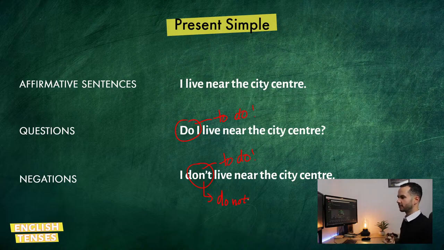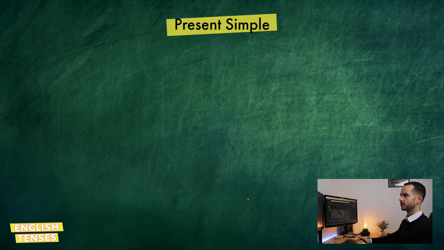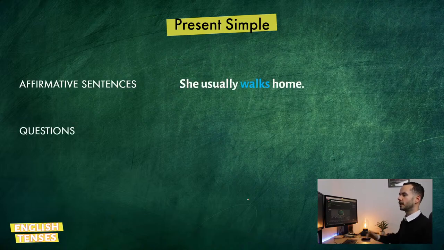And that's interesting, because as we move on to the next set of examples, you see that when we have affirmative sentences with she as the subject, we get an extra S. Right, so we know for present simple that he, she, and it always get an extra S, and sometimes it even gets an extra ES.